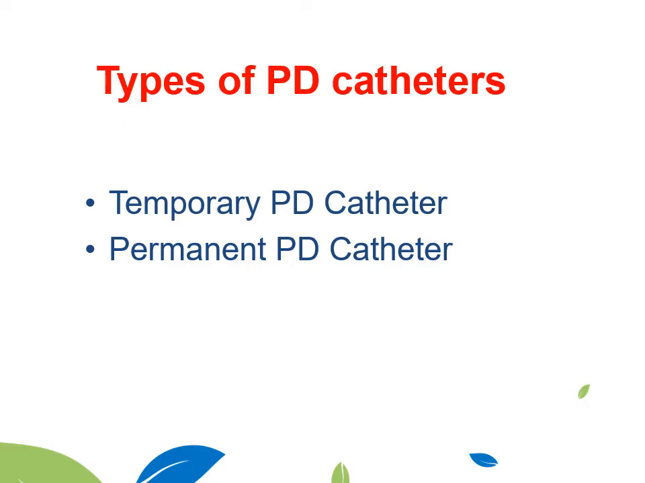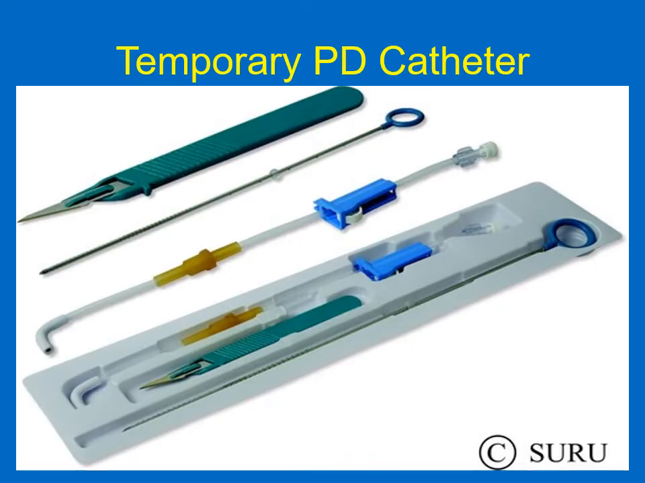Okay, so does this mean that only one type of catheter is used? No, actually we have two types of catheters: temporary PD catheter and permanent PD catheter. The permanent one that we have seen in the last slide is the Tenckhoff catheter, but the temporary one is that one.